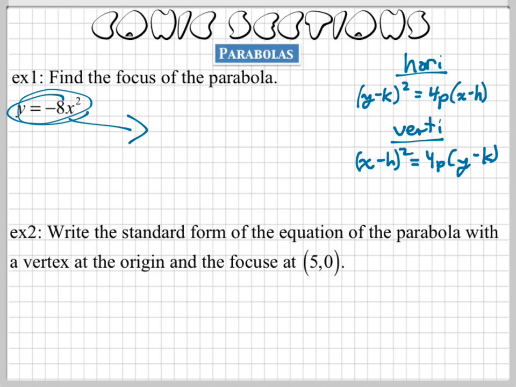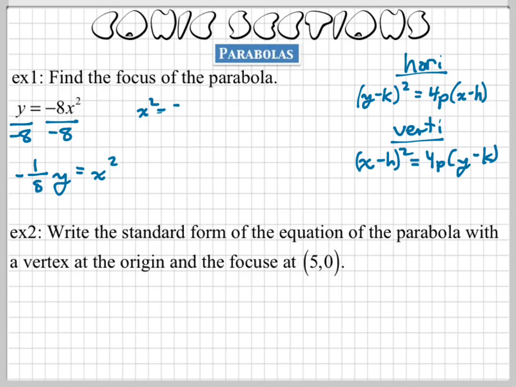Okay, now to make it look like the verti that we have over here, we have to get the x squared alone. The x squared is not supposed to have a coefficient. So how do we make it look like that? We just have to get rid of the negative 8. So we divide both sides by negative 8, and you get negative 1 over 8 times y equals x squared. So we have x squared equals negative 1 over 8 times y.